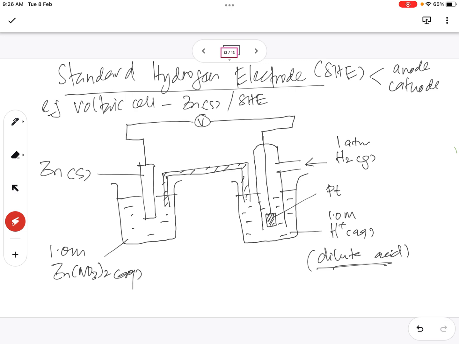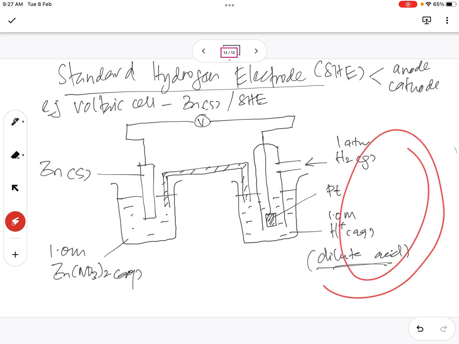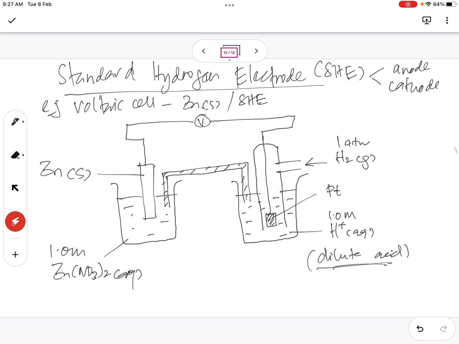Sebelum itu, macam mana kita nak tahu siapa anode, siapa cathode? Tengok balik penerangan yang saya buat kat sini tadi, yang switch cable tu, switch terminal tu semua. Macam mana saya nak pastikan? Tengok voltmeter. Betul. Maksudnya you dah set zinc kemudian you dah set SHE, betul? Dua-dua ni dah set. You pergi sentuh terminal. Kalau sentuh terminal positif untuk zinc dan negatif untuk SHE, bacaan bawah kosong, terminal betul ke salah?